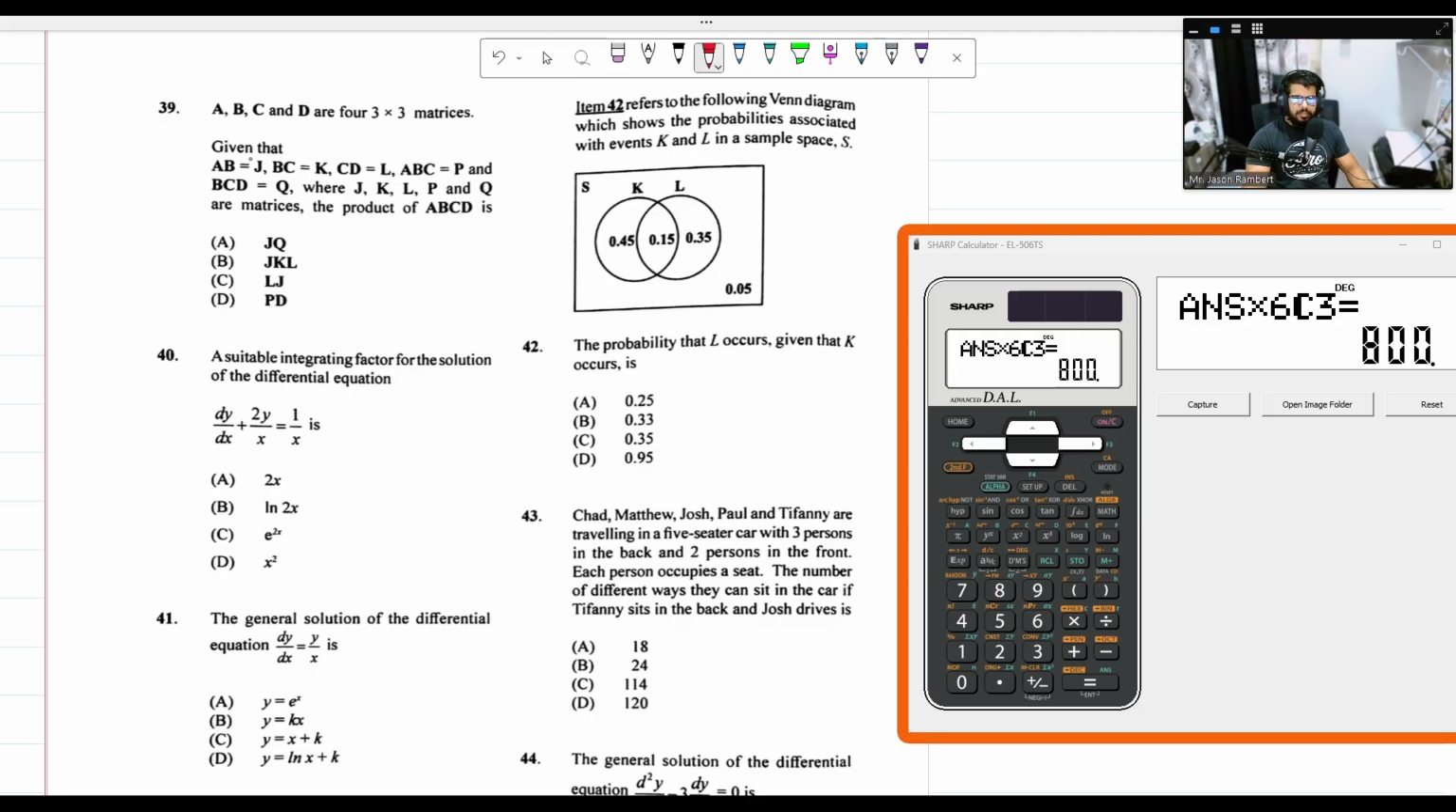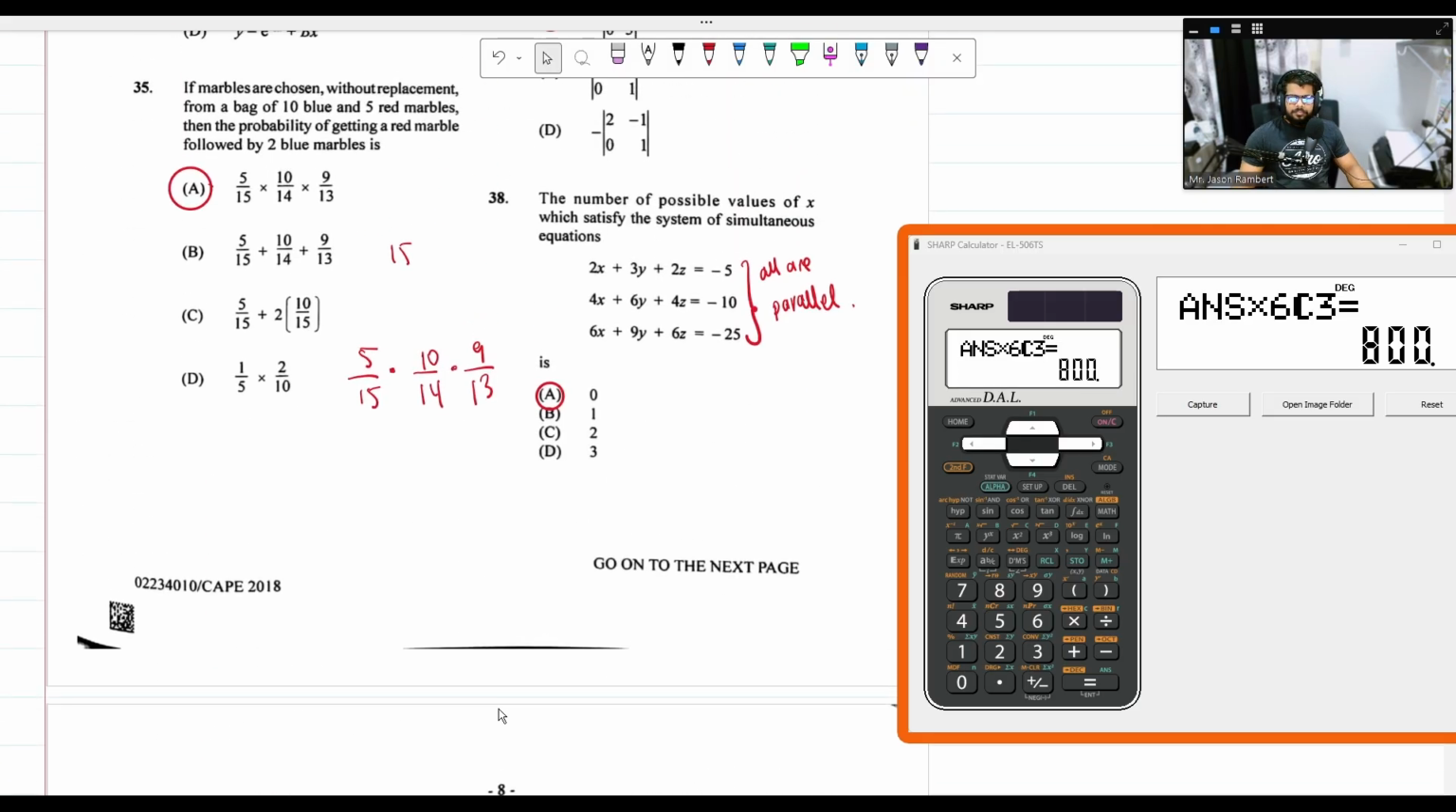So A by B is J, C by D is L. Is J L an option? No, it's not. So we can't go with that. Look at the next one. ABC is P. So P by D. So PD, looking at the answer, 38 was A.